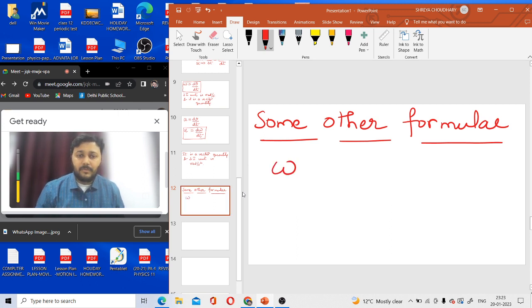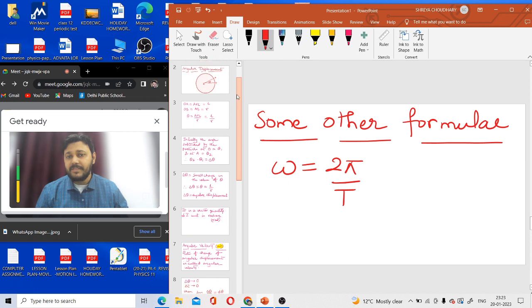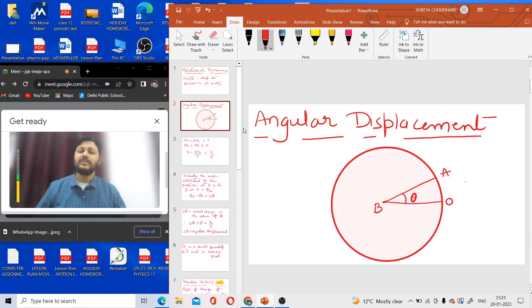So the other formula of omega is 2 pi by T. This is one of the other formulas of omega. Why 2 pi by T? Because in a complete circle, as you can see in slide number 2, the particle will be covering 360 degrees, and 360 degrees in radians is equal to 2 pi.